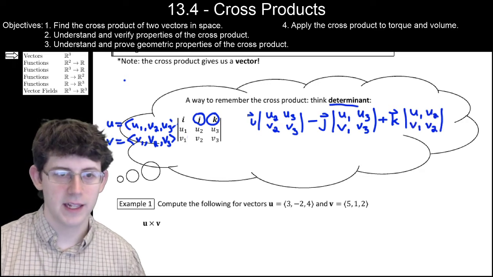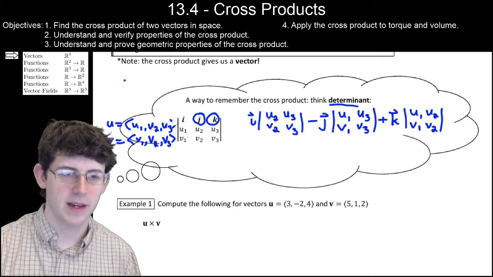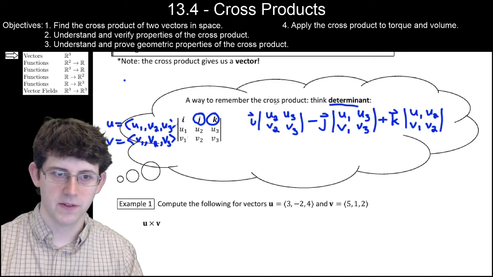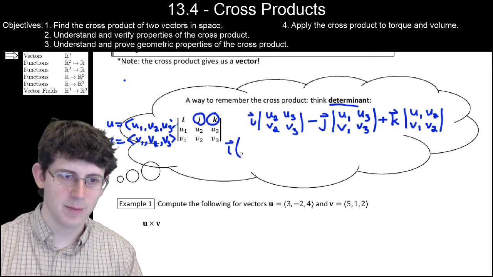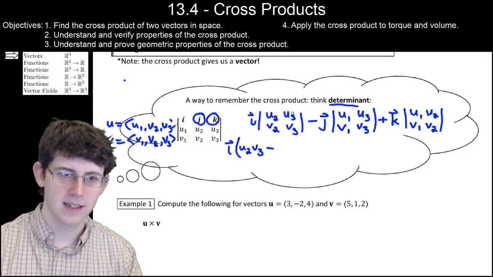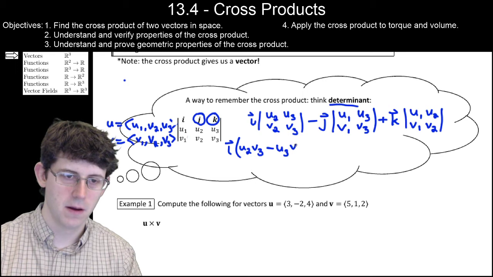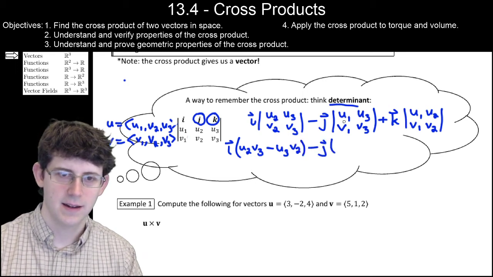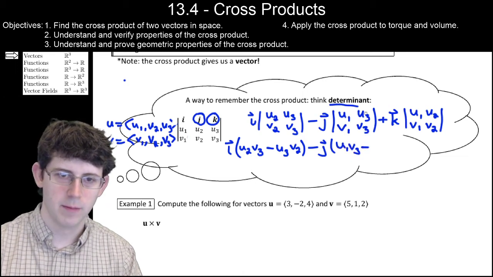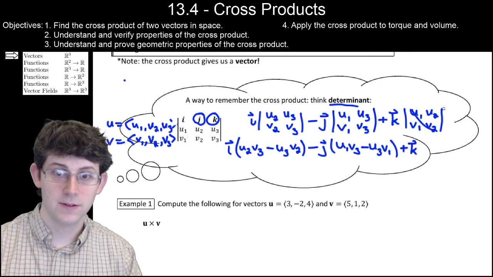What are these determinants of smaller matrices? You take the two diagonals and subtract them. So for the first one, this is what's in the i component, u2 v3 minus u3 v2. And then in the j component, I have this minus here, u1 v3, that's this diagonal, minus u3 v1. And in the k component, I have u1 v2 minus u2 v1.